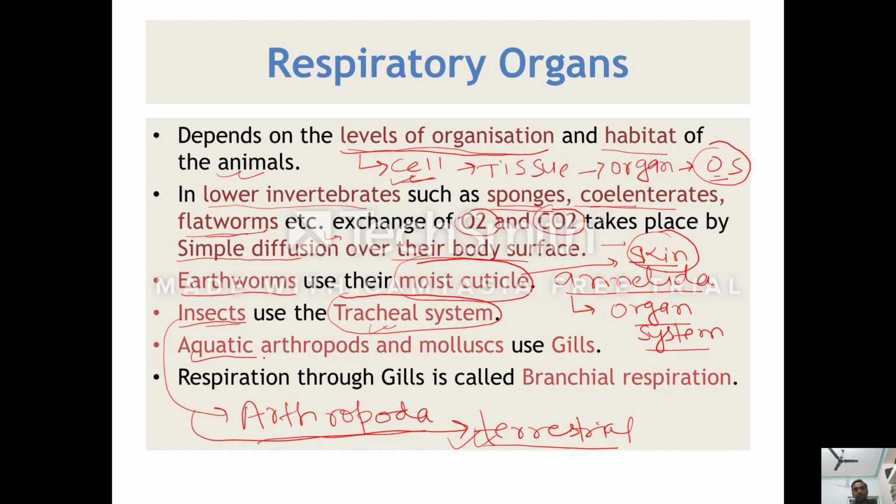If we talk about aquatic arthropods and mollusks, they simply use their gills for respiration, and respiration through the gills is called branchial respiration. So among different animals, we have seen that the respiratory organ depends on the level of organization and their habitat. We have seen all these examples here.